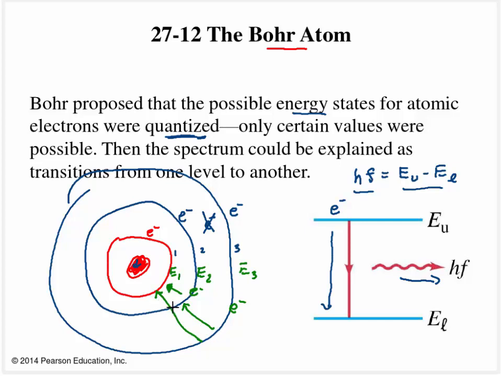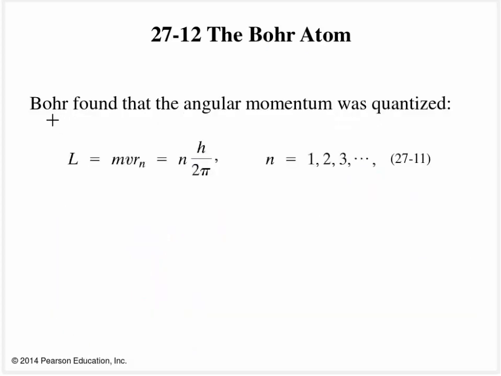It turns out that different types of atoms are going to have different orbits and therefore different frequencies associated with them, so their own spectral fingerprint, if you will. Now, it turns out that Bohr also found that angular momentum is quantized. Again, quantized meaning having discrete values.